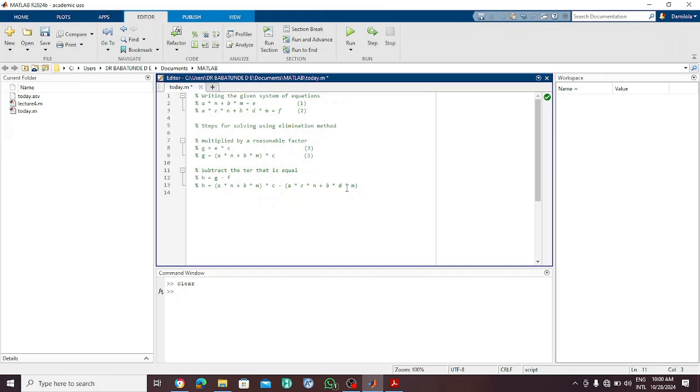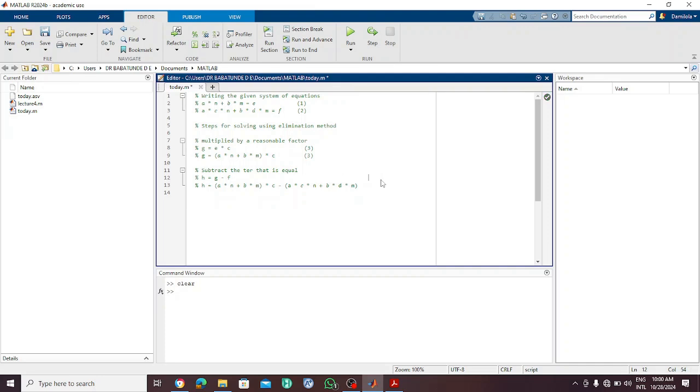So now that we have subtracted, what do we do? After we have subtracted, what do we do? After you subtract, that would be the g minus f. So you can call g minus f and give it a new variable. Yeah. So we have done that. So what do we do now?